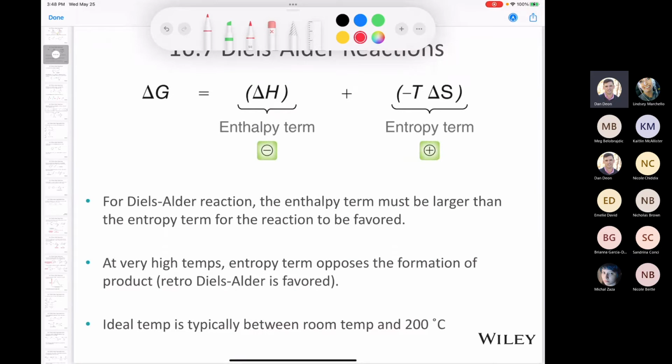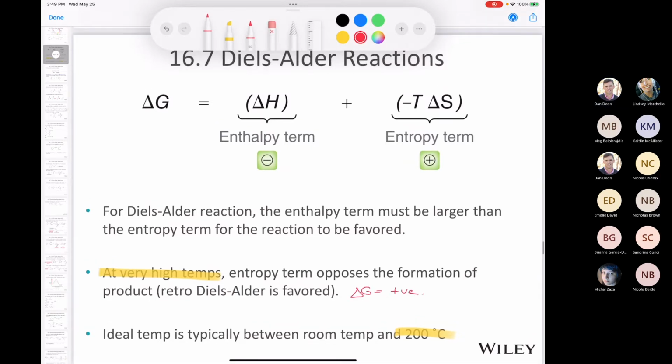So for a Diels-Alder reaction, the enthalpy term has to be larger than the entropy term in order for the reaction to be favored. How do you make the entropy term lower? Well, you do it at a lower temperature, something that's lower than 200 degrees Celsius. If you jack it up to a super high temperature, the retro Diels-Alder is going to be favored. Why? Because the delta G will be positive. Give me a thumbs up if you follow me on that.